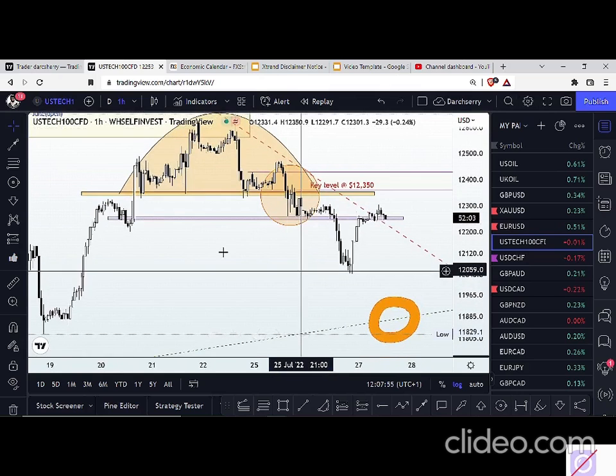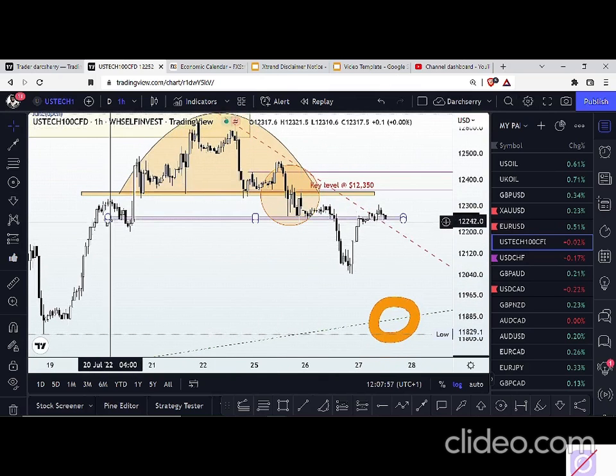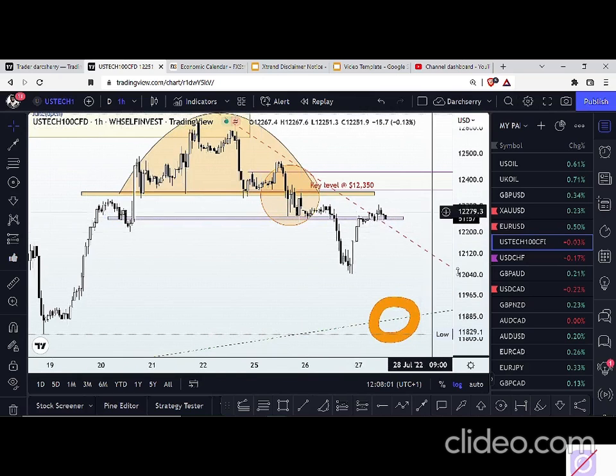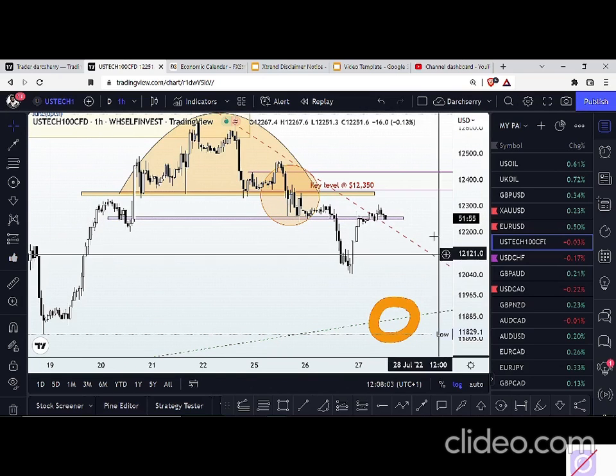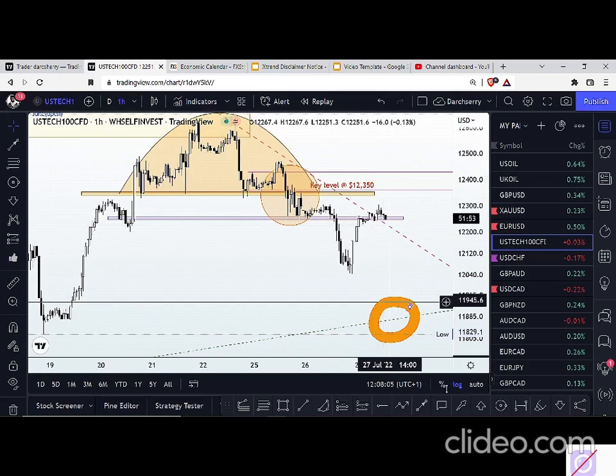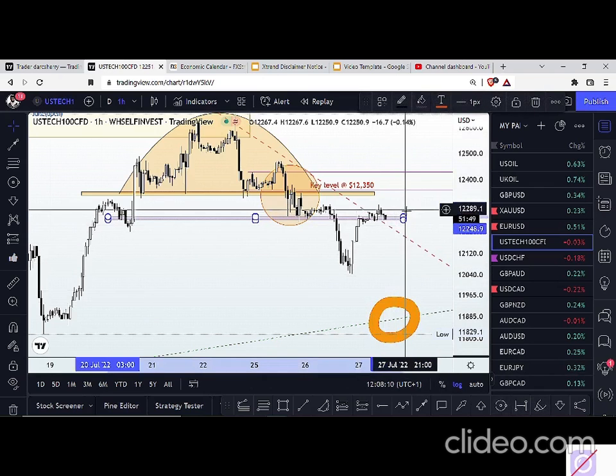So I told you that it's most appropriate to take advantage of any selling opportunity right below the 12,250 mark. Just below, anywhere below it seems most appropriate. So we have a range around this area to take selling opportunities.